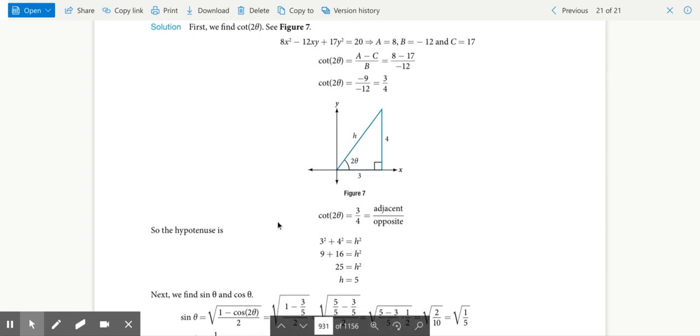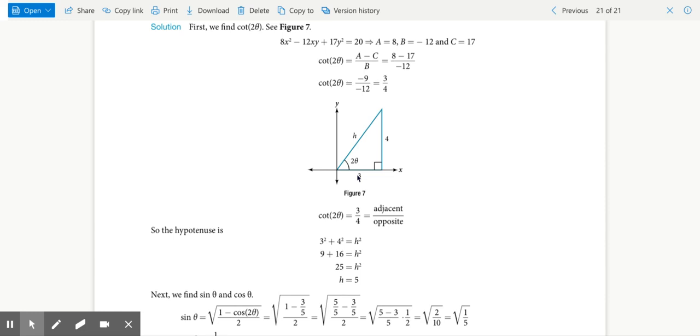Drawing yourself a triangle is a good start. This is a 3, 4, 5 triangle, or you can use the Pythagorean theorem to figure that out. But this is a 3, 4, 5 triangle. You can just do inverse tangent of 4/3. That will give you your 2 theta. But it's going to be approximate, right? You're going to have to round. You could have some rounding error.